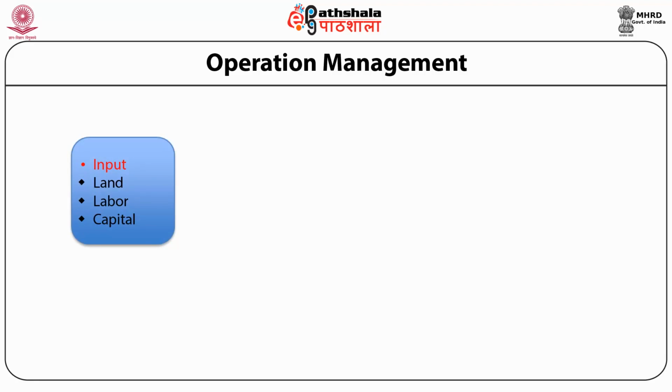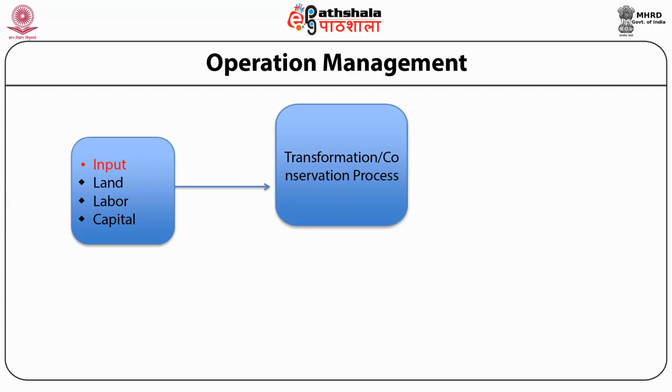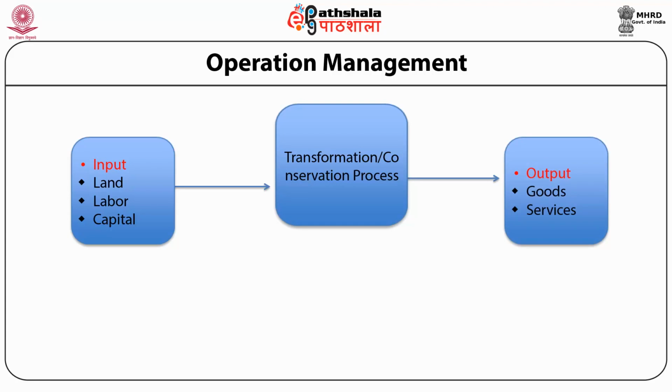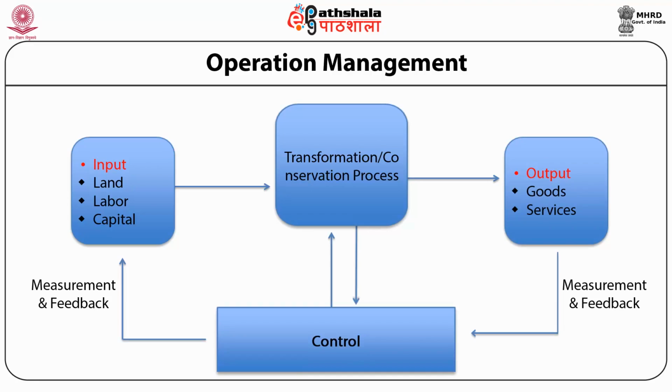Input consists of land, labor, capital, and technology. By and large, it covers all the factors of production. The second stage is the transformation or conversion process. The third stage is the generation of goods and services as the outcome. During the transformation or conversion phase, controlling is essentially important. Control is managed by the operation manager, which is entirely based on the measurements and the feedback obtained from the output as well as from the transformation process.